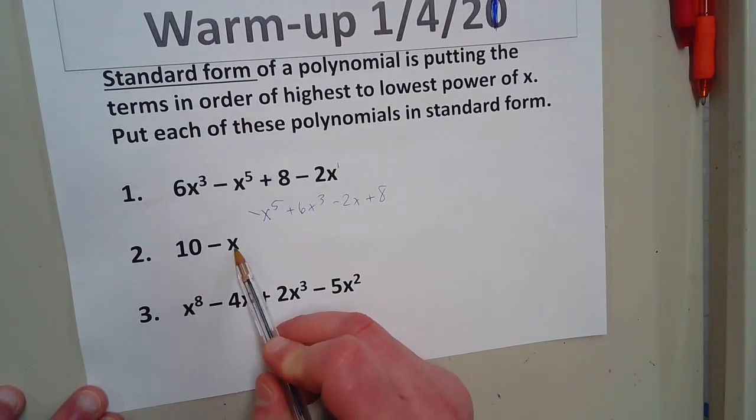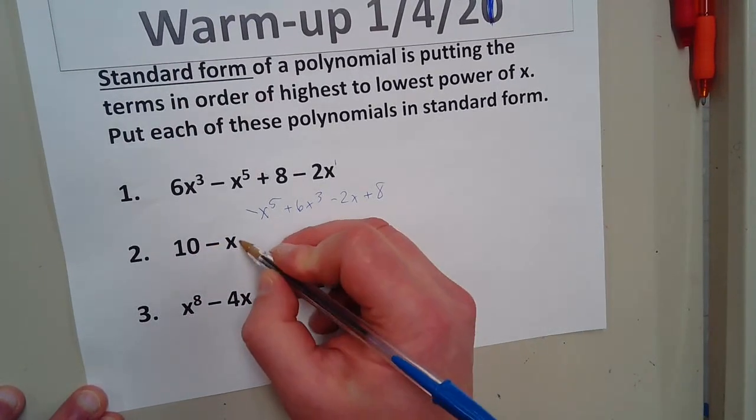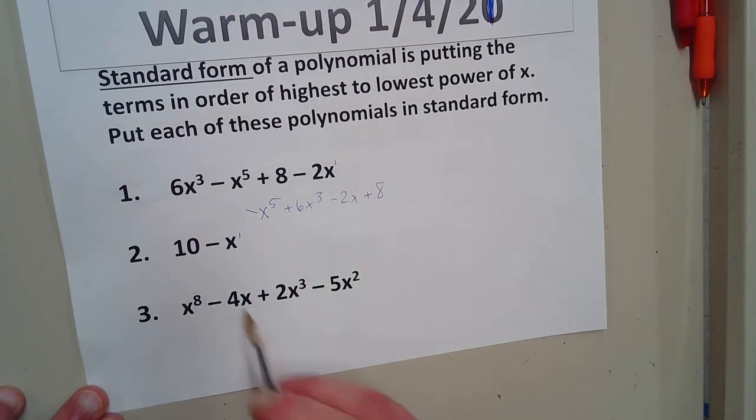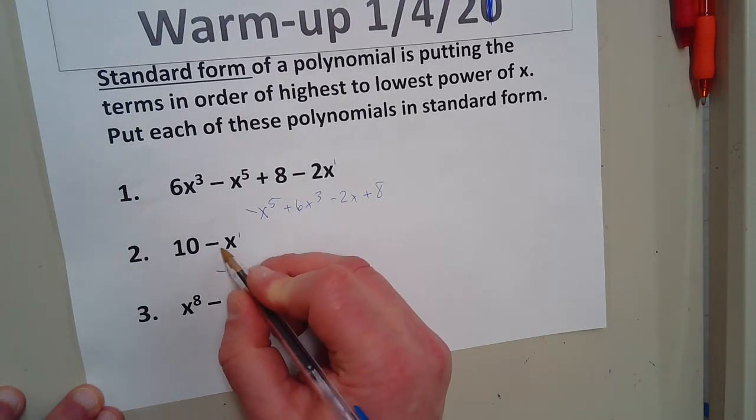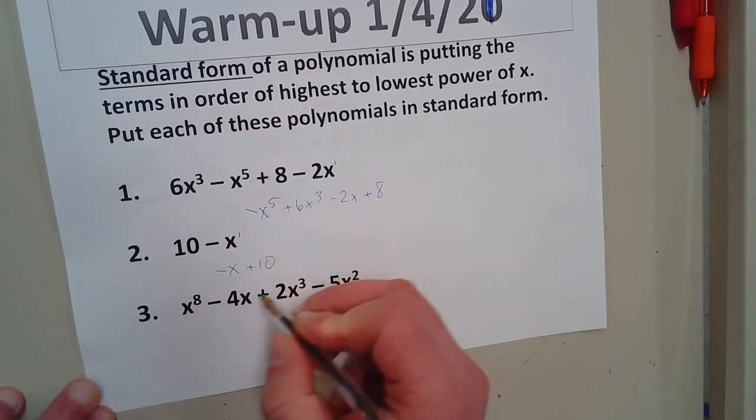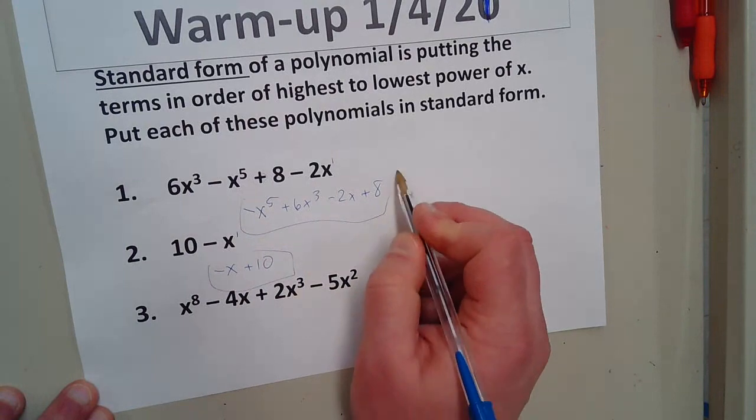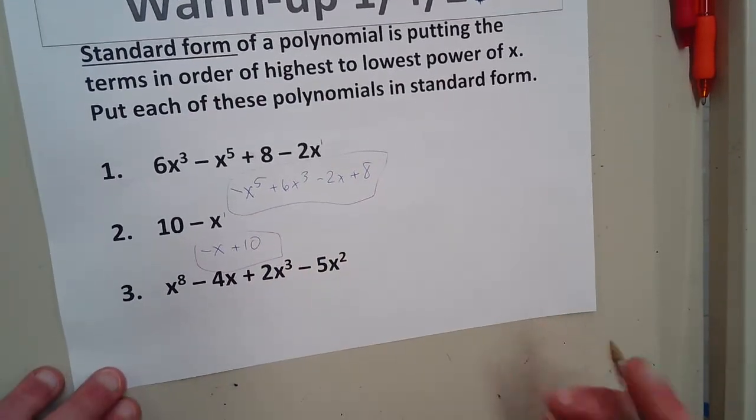If you have a constant term and you have a variable term, the variable term is going to come first because it is technically always to the first power, whereas this does not have a variable to any power. So we'd have negative x and then plus 10. That would now be in standard form. Go ahead and box these off. And then our last one.